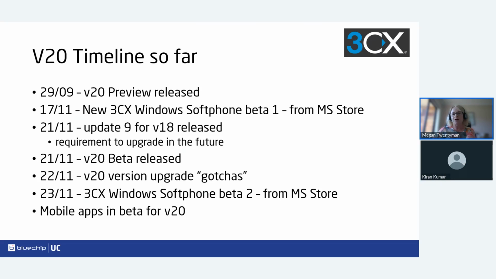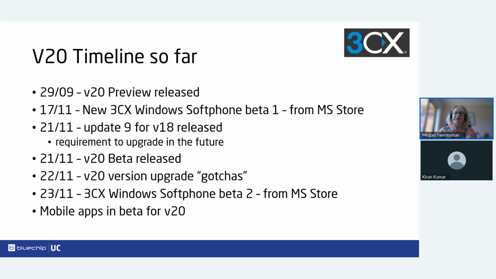So this is the timeline so far for version 20. It was the end of September that the preview for version 20 was released. And then come November, we saw beta 1 of the new 3CX Windows soft phone, which is downloadable from the Microsoft Store, which told us that we were getting close to the beta coming out for version 20.